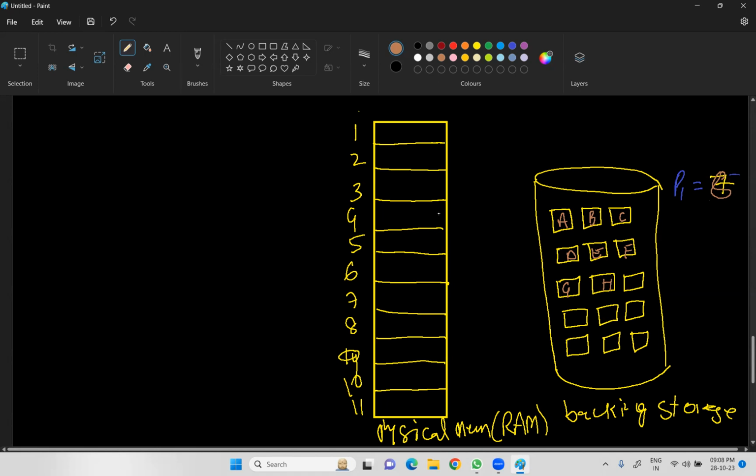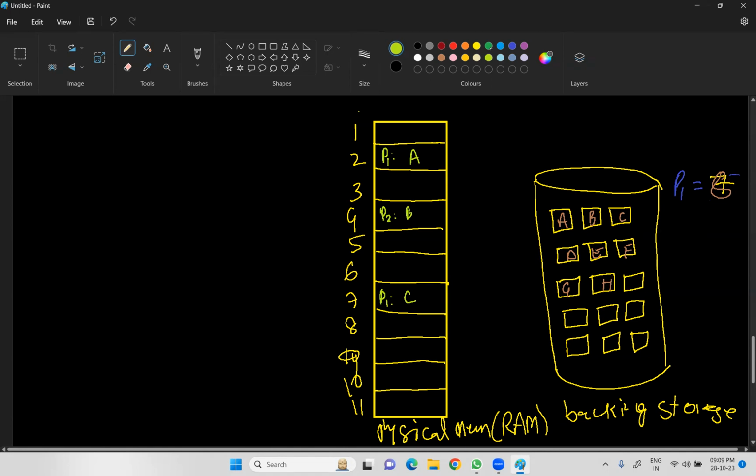But in demand paging, all 8 pages, or all the required number of pages for a process, cannot be allocated. So how could memory be occupied here? Let me write P1 here. Process one's starting page will be available here. Process one's second page, let me say B, is available. Process one's third page, page number C, is available.